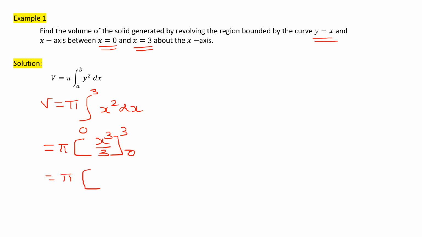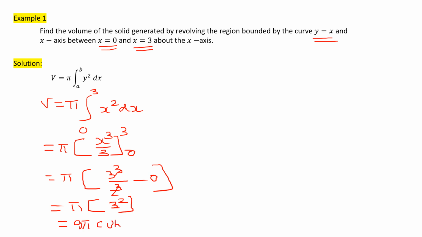So this is equal to pi. First we have to substitute upper limit. Here upper limit is 3. So I can replace x by 3. That will give you 3 to the power 3 divided by 3. Then minus lower limit 0, so everything will become 0. So this is equal to pi. We can cancel one 3 up and here. So that will give you 3 to the power 2. 3 to the power 2 is 9. So I can say the final answer is 9 pi. Since we are writing the volume, you have to write cubic units. So the final answer is 9 pi cubic units.